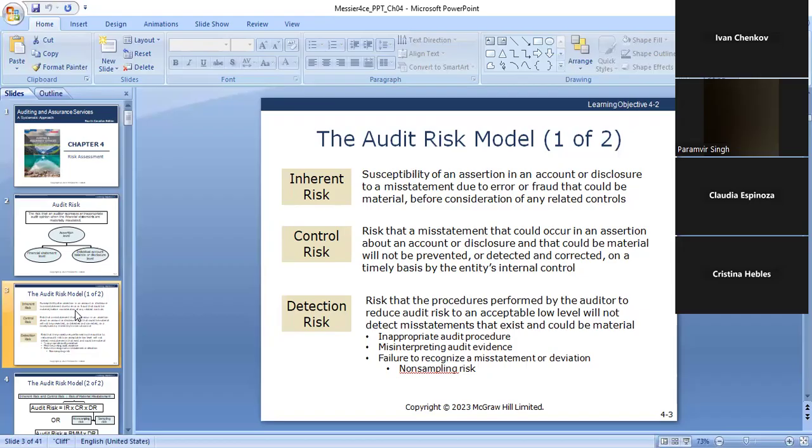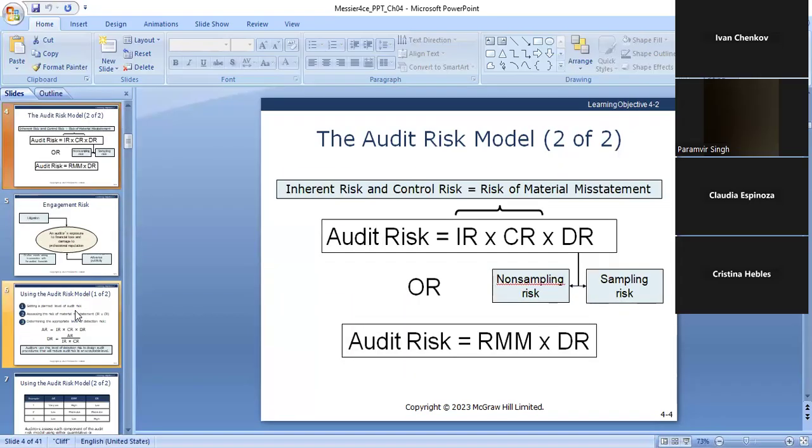So we have all those risks: inherent risk, control risk, and detection risk. Remember those because we're gonna need them going forward. So now, how does the audit risk work? Audit risk again is inherent risk and control risk. We're going to get the risk of material misstatement. We're going to base our material misstatement on the inherent risk and control risk. So basically, that's why materiality comes first.